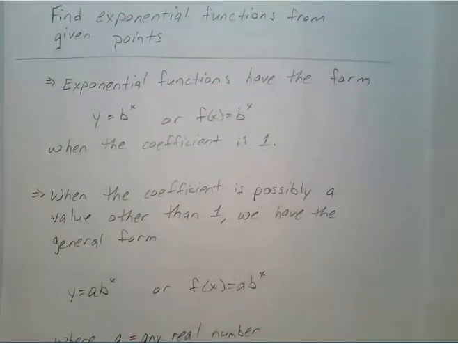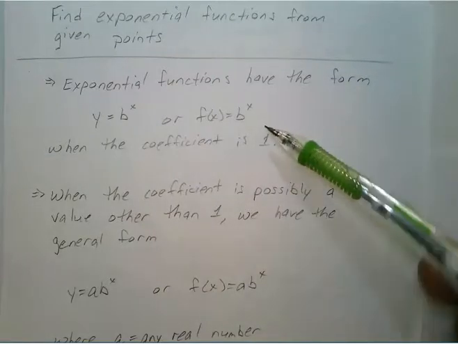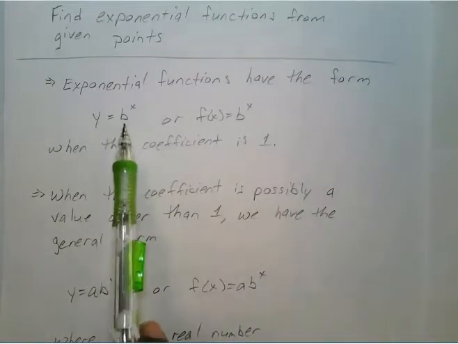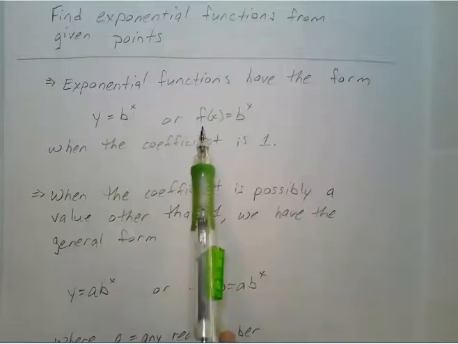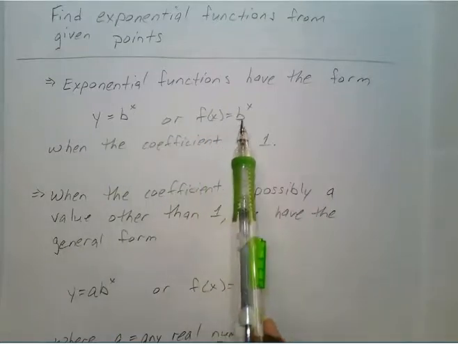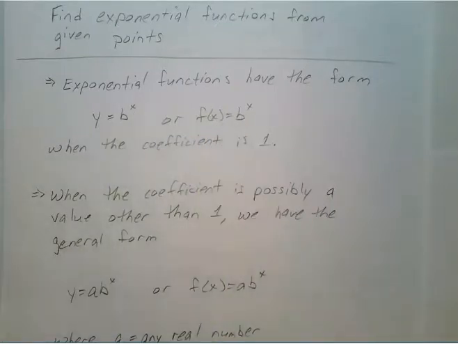Hello everyone. In this video we will look at how to find your exponential function when given either 1 or 2 points on a graph. Our exponential functions usually have the form y equals b to the power of x, or f of x equals b to the power of x. But that's only when your coefficient is 1.